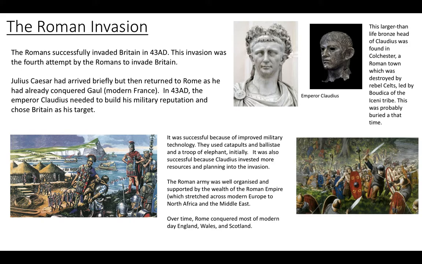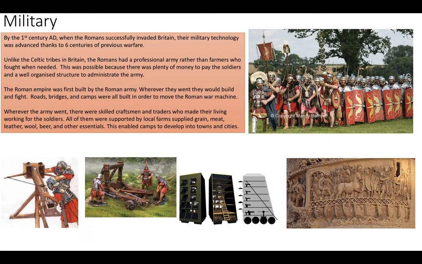So the Roman invasion was led by Emperor Claudius. Okay, this larger-than-life bronze head of Claudius was found in Colchester, a Roman town which was destroyed by rebel Celts, led by Boudicca of the Iceni tribe. This was probably buried at that time. But the Romans successfully invaded Britain in 43 AD. It was actually the 4th attempt for the Romans to invade Britain. Caesar had arrived briefly but then returned.